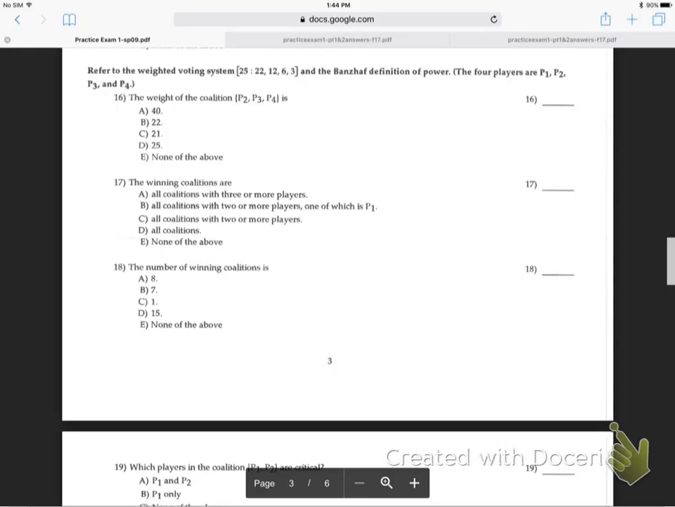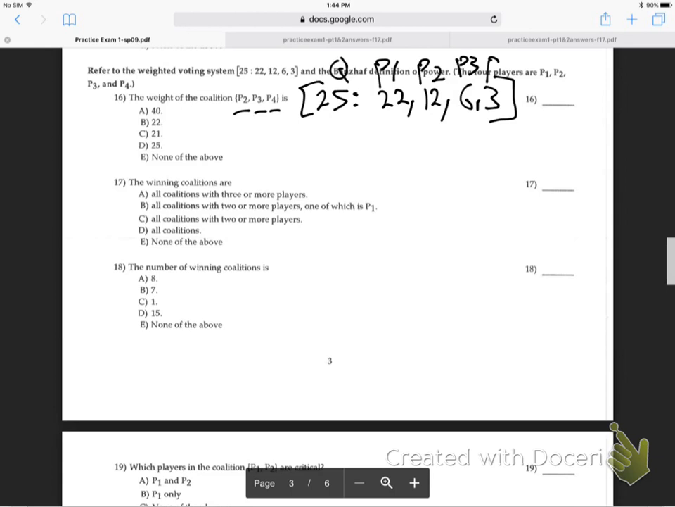Okay, yeah. So here we go. Let's just, basically they're going to start saying, okay, in the weighted coalition, P2, P3, P4. Well, let me write the coalition here. It's 25, and then it's 22, 12, 6, and 3. So that's the quota. This is player 1, player 2, player 3, and player 4.